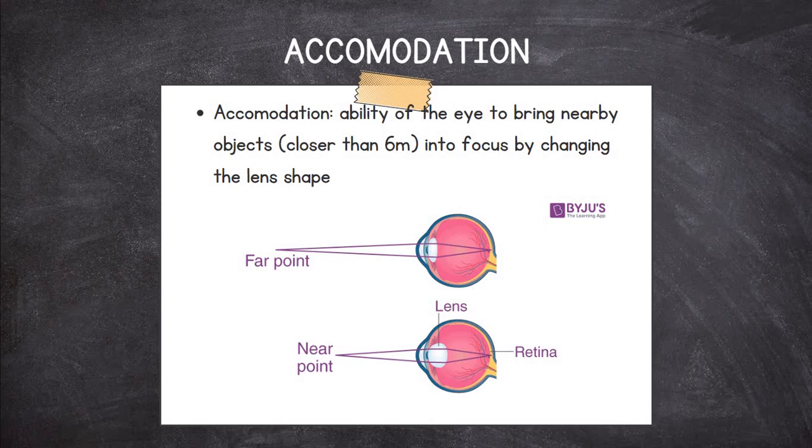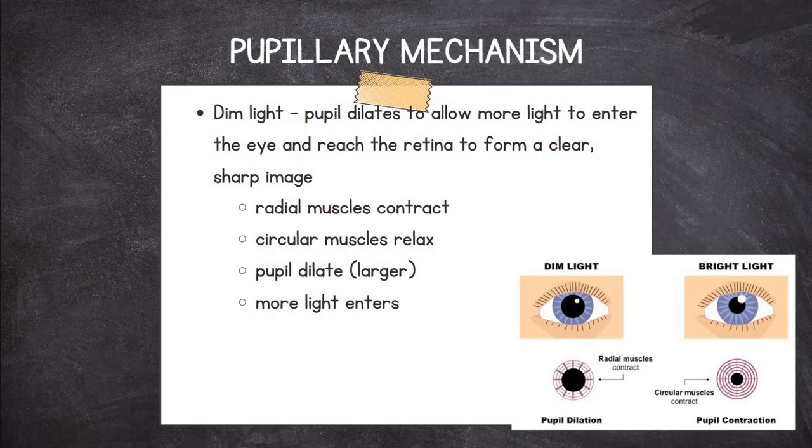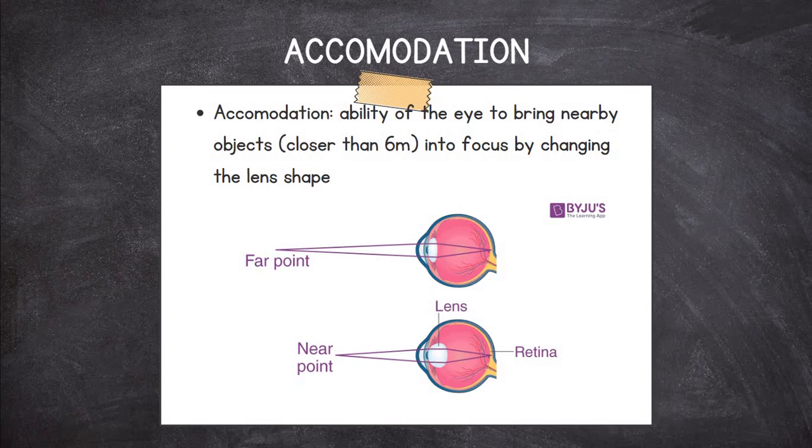Then we get to our next thing that happens to our eye. Now this you should not confuse with the previous section on the pupillary mechanism. This is something else entirely, and this is called accommodation. Now accommodation is the ability of the eye to bring nearby objects, in other words objects that are closer to the eye than 6 meters, into focus by changing the shape of the lens.